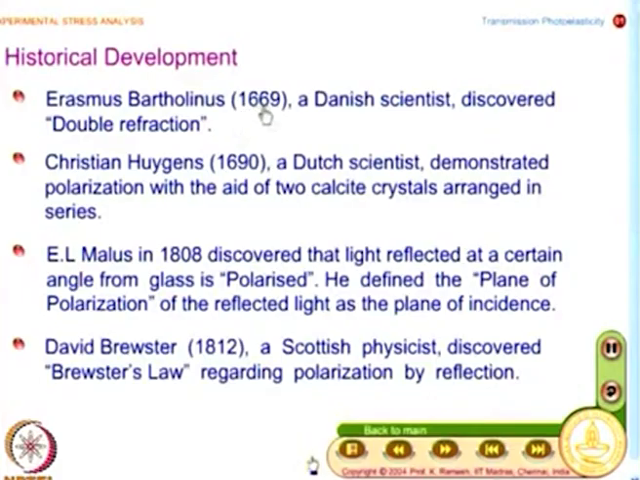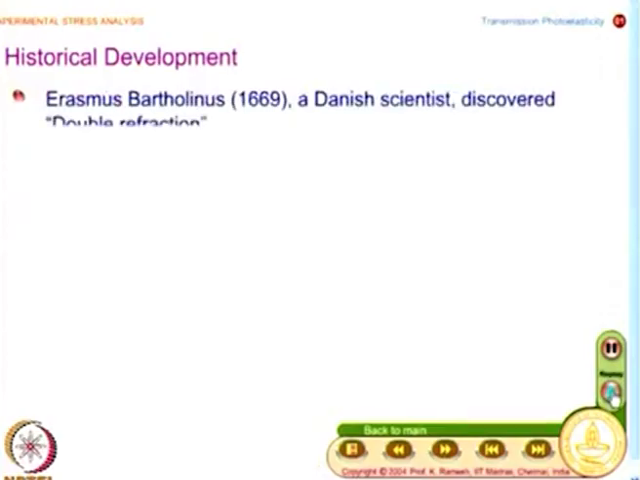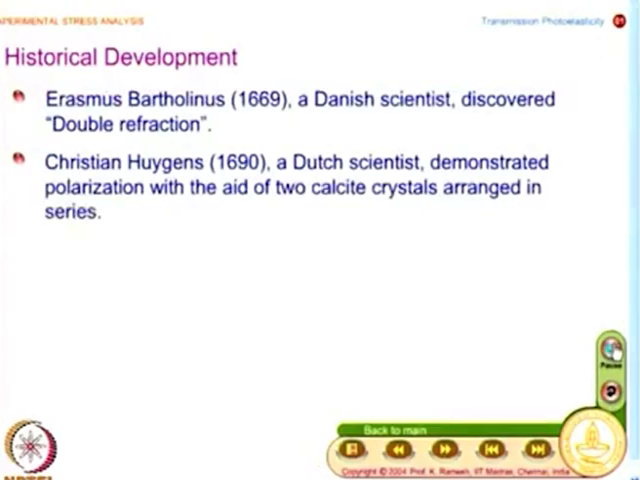See, we do all this quickly, and you have this double refraction, which was found out in 1669. Double refraction is the first concept. Then you have in 1690 Huygens, a Dutch scientist, who demonstrated polarization with the aid of two calcite crystals arranged in series.